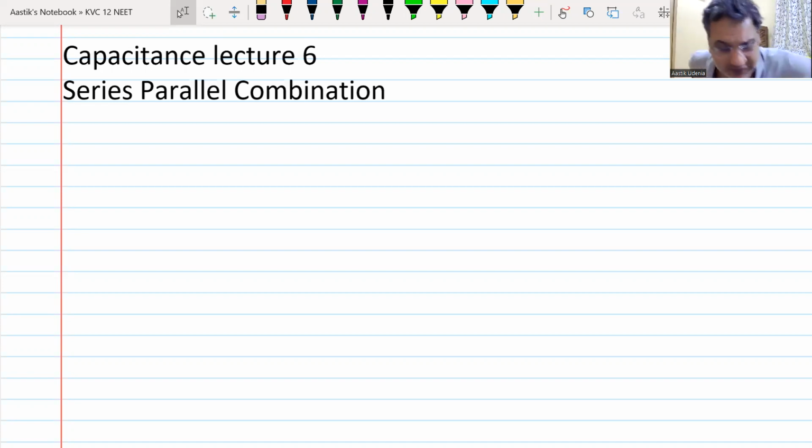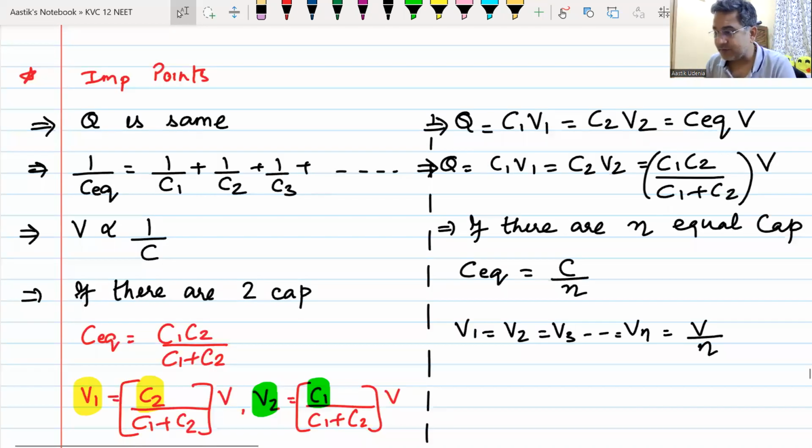In the previous class, we were dealing with series and parallel combination of capacitors. We had seen what happens when capacitors are connected in series. Charge is same. Voltage is inversely proportional to capacitance. If equal capacitors are connected in series, then you will have equivalent capacitance coming as C by N. Do we remember this, everyone?